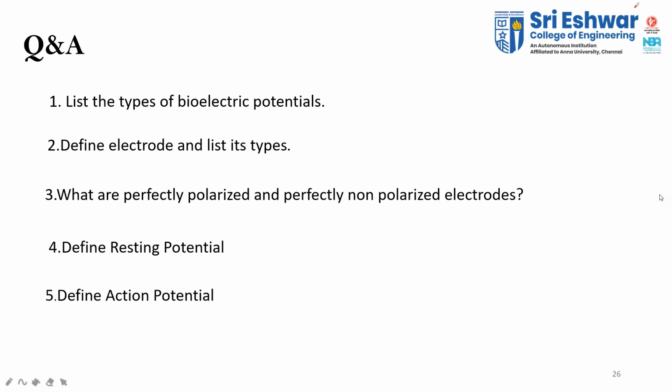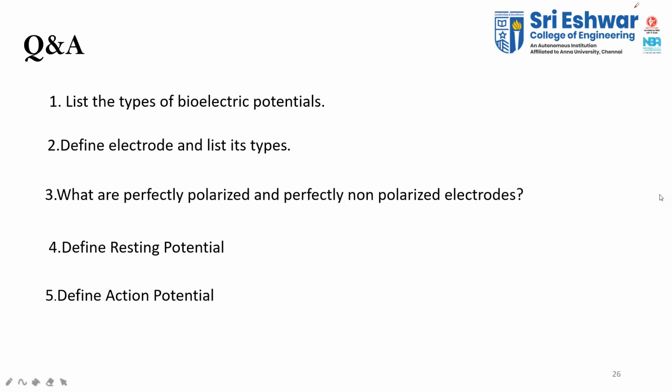Make it fast. We are going to wind up the session. Electrodes are conductors. Okay. Types of electrodes, cathodes and anodes. Tried well, half the answer is correct and half is wrong.